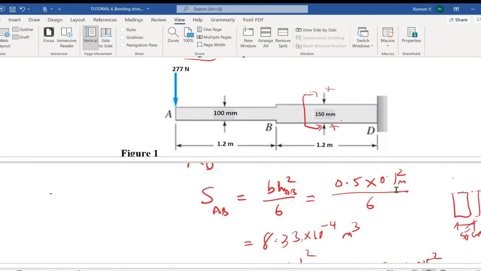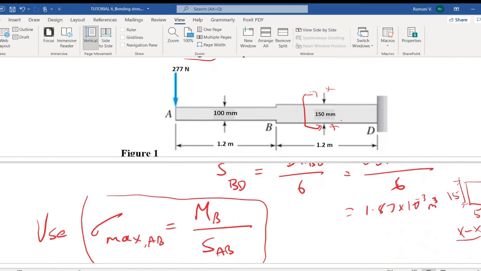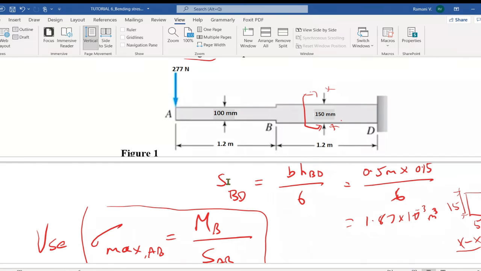So the depth is 100. I have substituted the depth 100 divided by 1000, which will be 0.1 meter, and then squared, divided by 6, and you get the answer already. And then similarly you calculate for BD, same width value. The width is perpendicular to the paper, and then 0.15 is the depth of this member. With that, I have found the sectional modulus for the second member also.